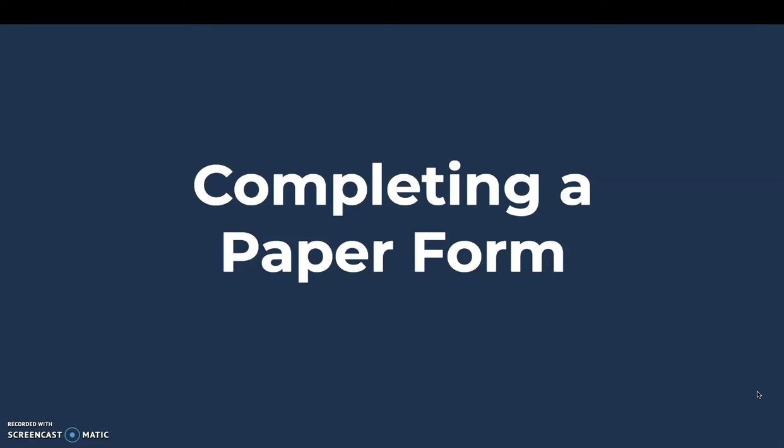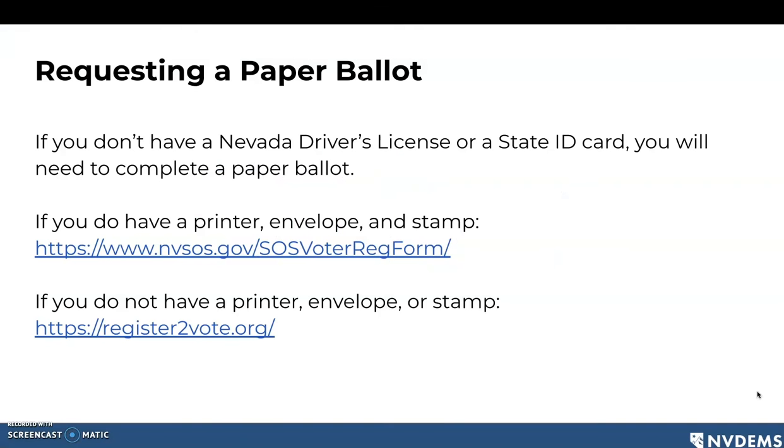So if you don't have two forms of identification, not to fret, you can still complete a paper form. So let's go over how you do this. In order to request a paper ballot, if you do not have a Nevada driver's license or a state ID card, you'll have to complete one of these. And there's two ways to get them.